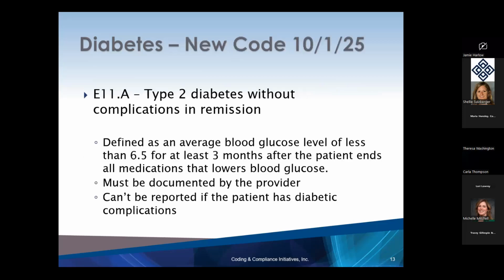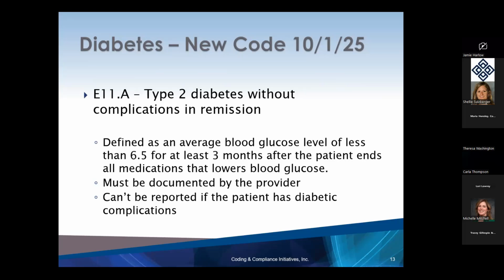So there was a new code that is effective October 1 of 2025. So it's already in play. It's E11.A. This is for type 2 diabetic without complications in remission. So what does that mean? It's defined as an average blood glucose level of less than 6.5 for at least 3 months after the patient has stopped all their medication related to the diabetes. Has to be documented by you as a provider, and it can't be reported if the patient has diabetic complications.